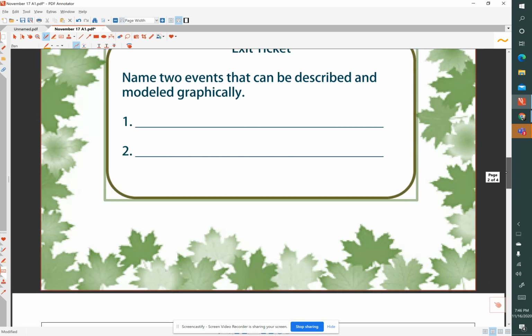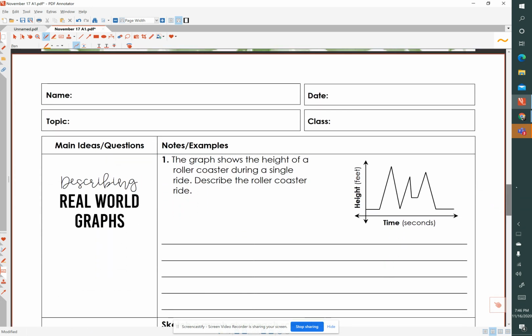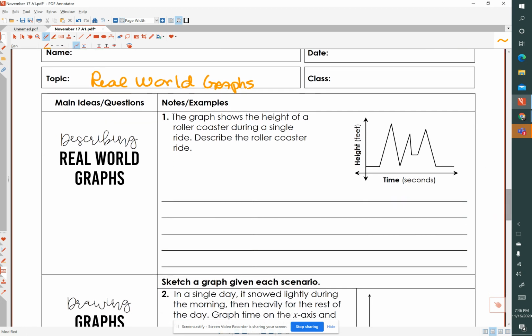So as promised, there is our exit ticket where you will describe 2 events that can be described and modeled graphically. So let's take a look at our lesson. Our topic today is real world graphs. Okay, so we've got this graph here.